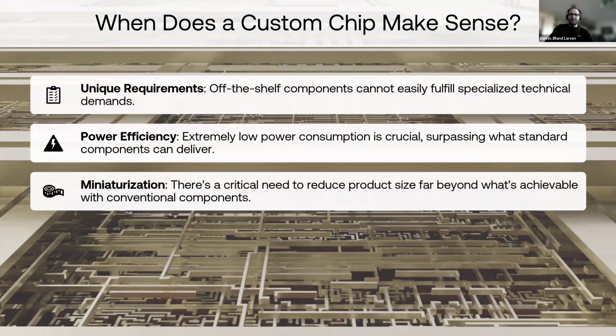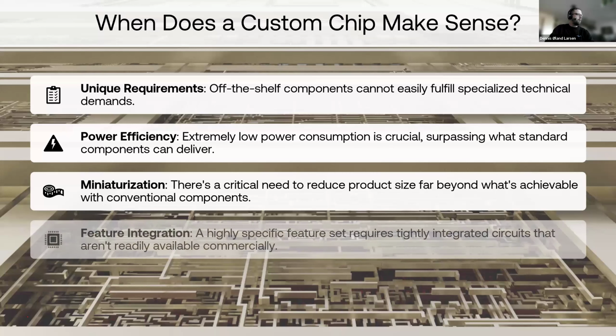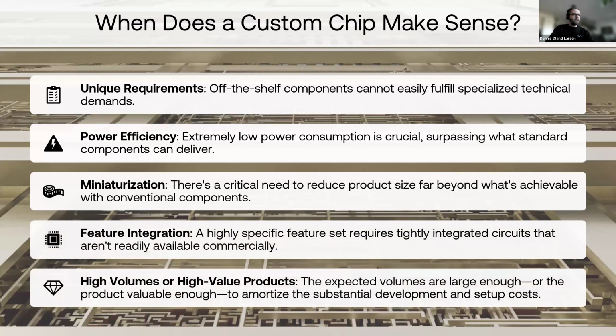And of course it's small because you take a bunch of electronics and put it into a chip. It's a microchip after all. And if you have a very specialized need with very many different features, which is for example the case in a Class D amplifier where you have both power and signal processing, and you want to integrate it into a single chip, then that's also a good reason to do it. And finally, if you have very high volumes or a very high value product.